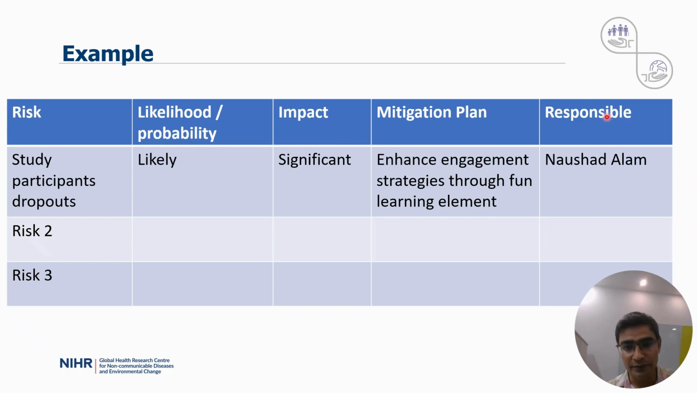So for example, under the Anumati project, we identified study participants dropping out during the intervention as a risk. It's likely to happen, and has a significant impact on the project. So to mitigate this risk, we plan to enhance our engagement strategy by using a fun learning element. And Naushad Alam is responsible for this mitigation plan.